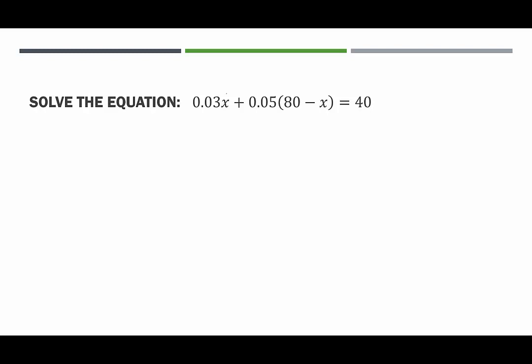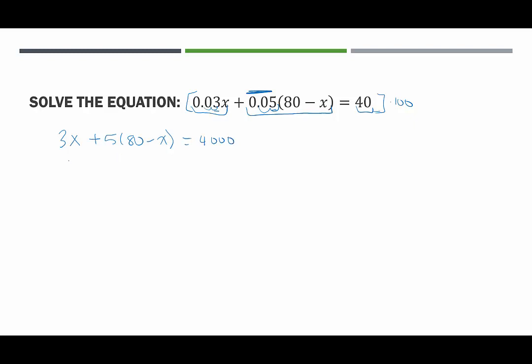How about in this example? What do we need to multiply by? I see a hundredths place, and no decimal at all. So we need to multiply everything by 100 in order to clear out our decimals. Every term gets multiplied by 100. There are three terms, so we're multiplying by 100 three times. When I multiply 100 by 3 hundredths, the 100 and the hundredths cancel, leaving me with 3x. Here I'm going to multiply it to this factor, and that's going to give me 5 times 80 minus x. And that's going to equal 40 times 100, which is 4,000.